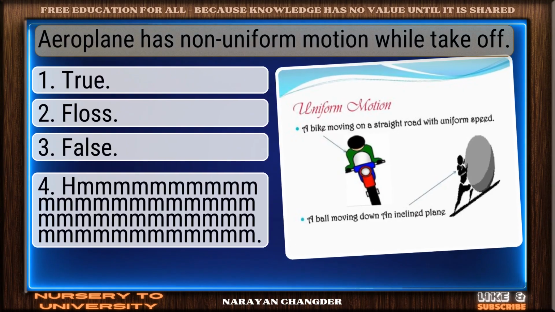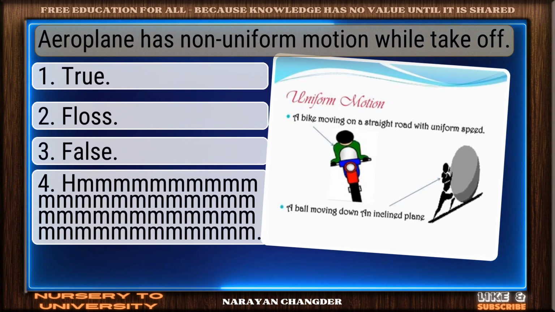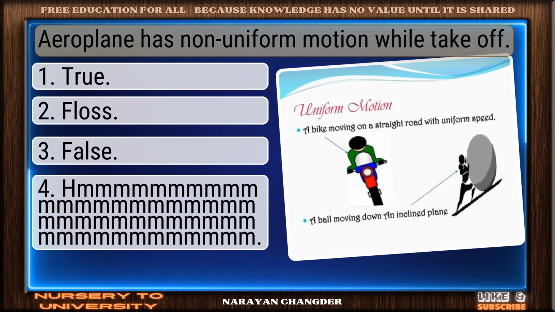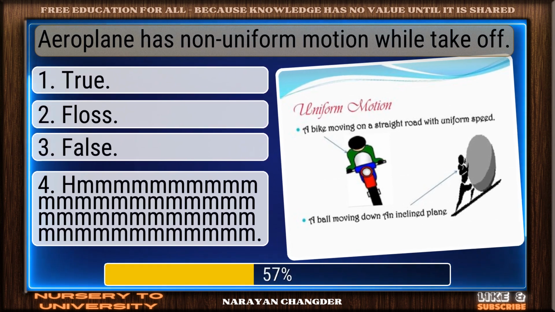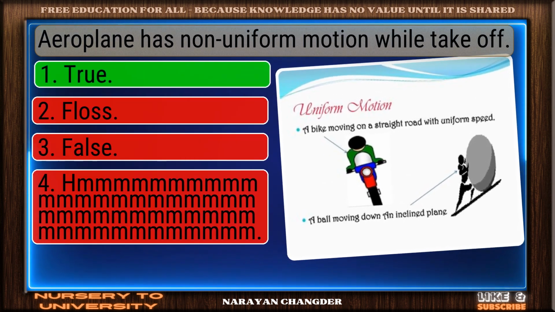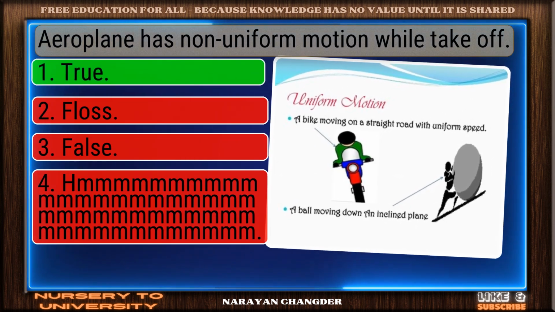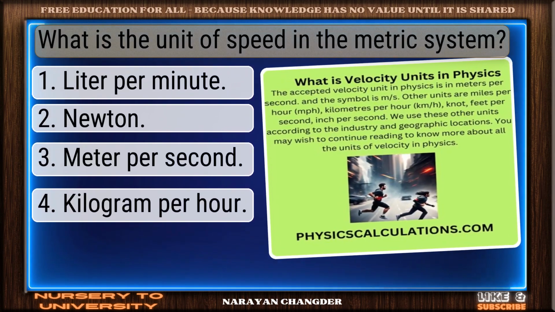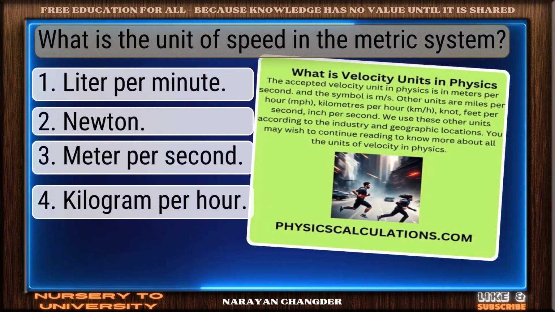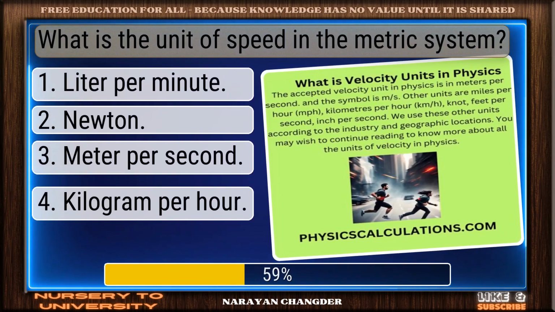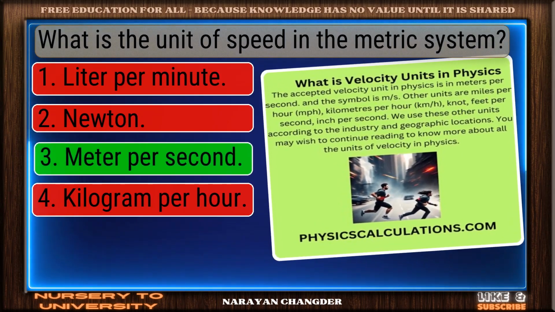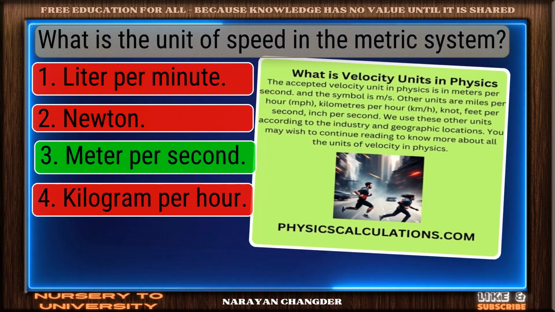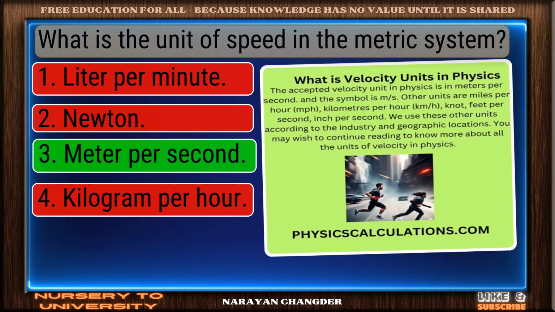Question number 23. Aeroplane has non-uniform motion while takeoff. You're right. True is the correct answer. Question number 24. What is the unit of speed in the metric system? Excellent choice. Meter per second is the right answer.